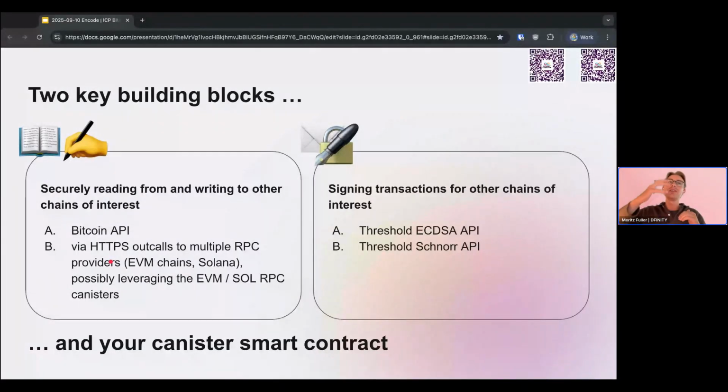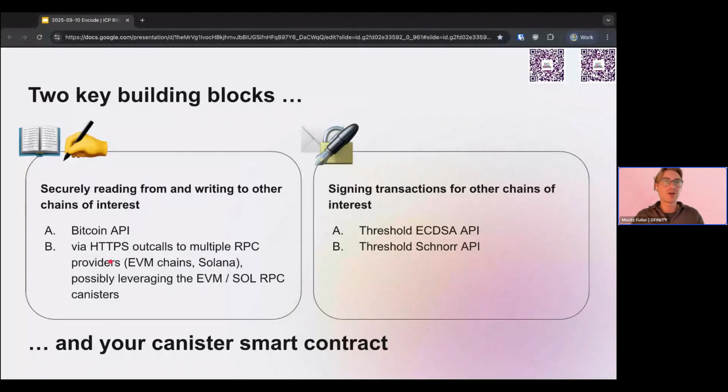And what do we call into to read and write state? We call into RPC providers. And those exist basically for every chain. They exist for EVM chains, they exist for Solana. And to make this process less complex for our developers, we build abstractions around that, encapsulated into, let's say, public good smart contracts. And those are called, one for the EVM chains, the EVM RPC canister, and another one for Solana, the SOL RPC canister.